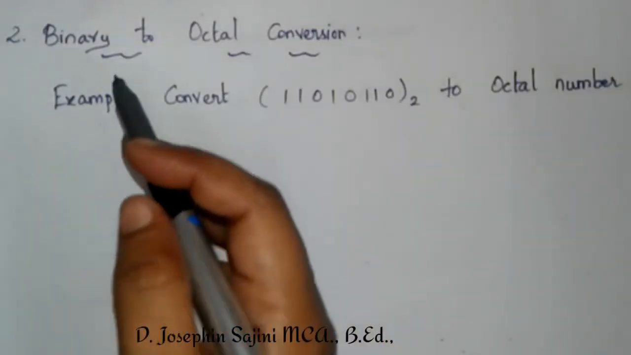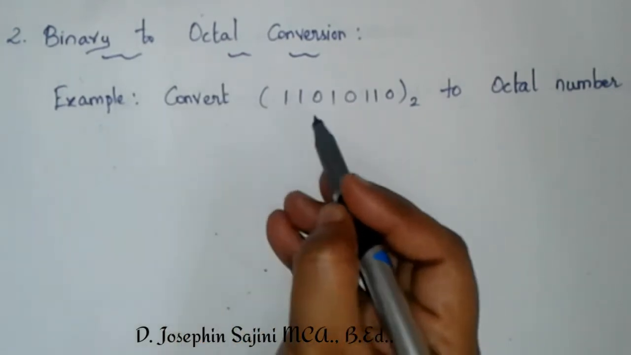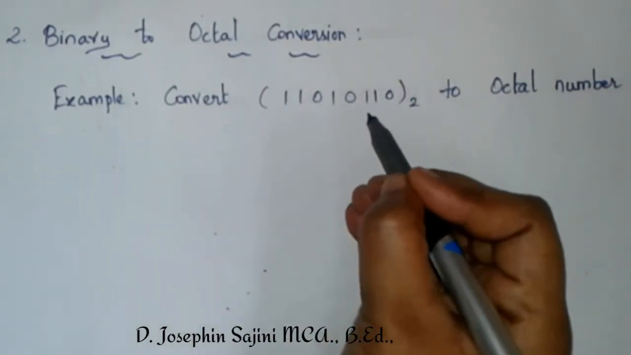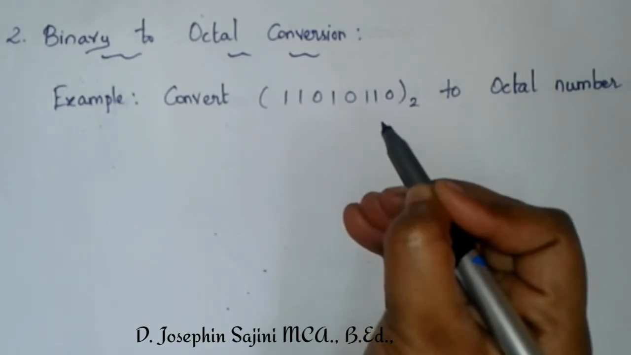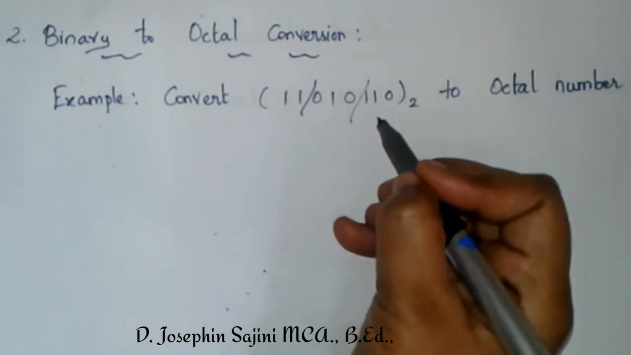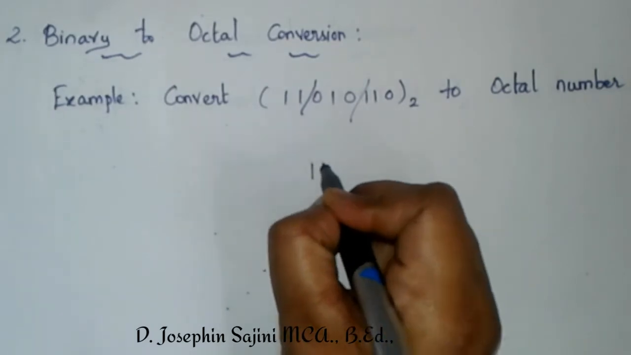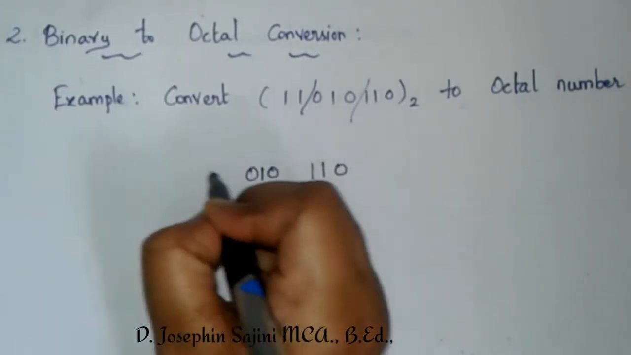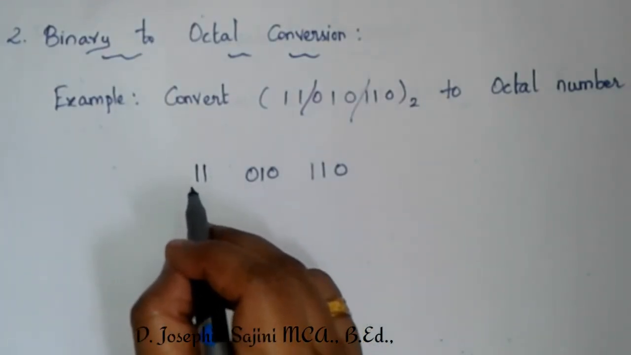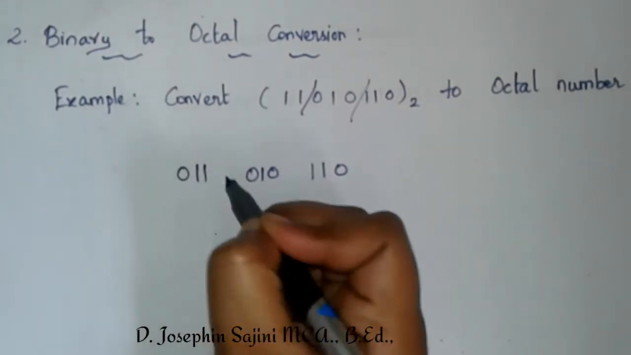The second one is binary to octal conversion. In this we are going to convert this binary number to its octal number. For this we want to group the given binary number into 3 bits from right to left. So we can write it as 110, 010, 1, 1. You can add a preceding 0 to make a group of 3 bits if the leftmost group has less than 3 bits. So we are going to add one 0 here.